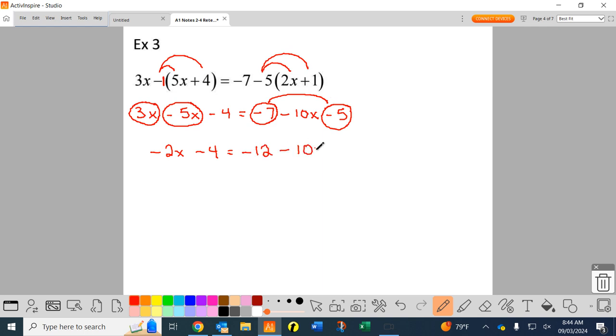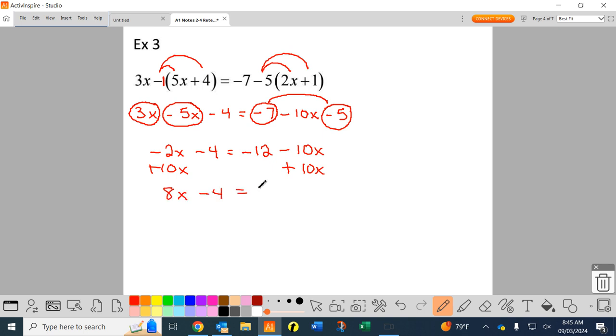Okay, once you've done that, you now have variables on both sides, numbers on both sides. You're down to moving things underneath. Once you get to this point, I would move the bigger of the negatives, so I would do plus 10x. What is negative 2x plus 10x? 8x minus 4 equals negative 12.